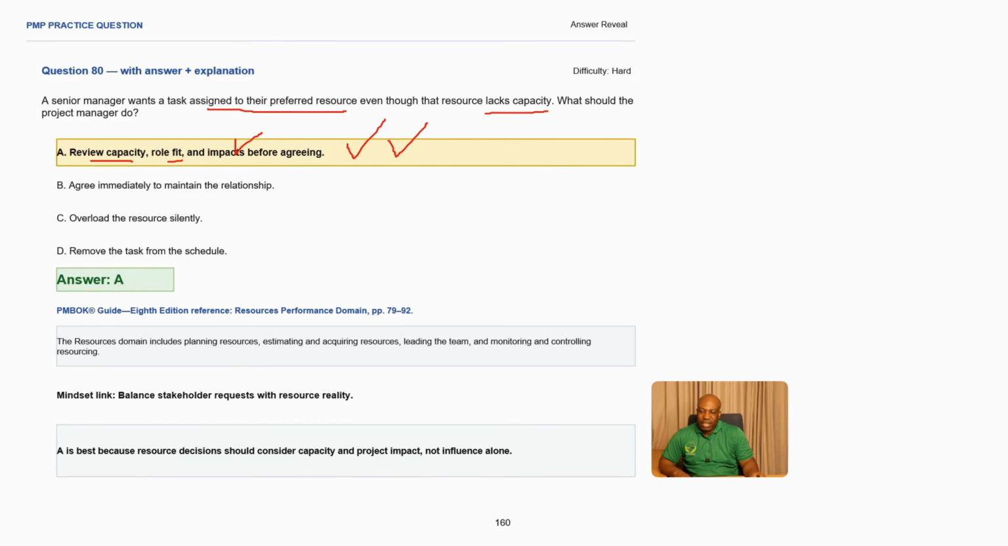How do we link it back to our PM book? You have a resource performance domain, okay? And what is the best mindset in this particular scenario? You need to balance stakeholder requests with resource reality, okay? What does it mean? If there's a request from a stakeholder, you also need to assess your resources, and also you need to assign your tasks accordingly. Making A the best answer, because resource decisions should consider capacity, project impact, and not just influence alone. Making A the best answer.